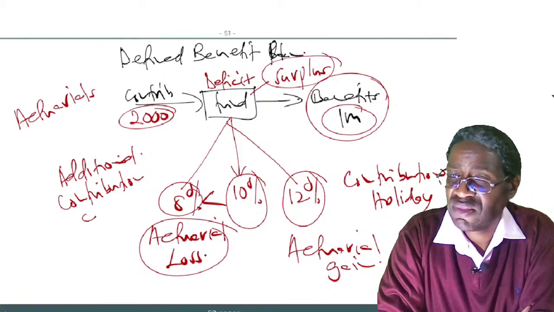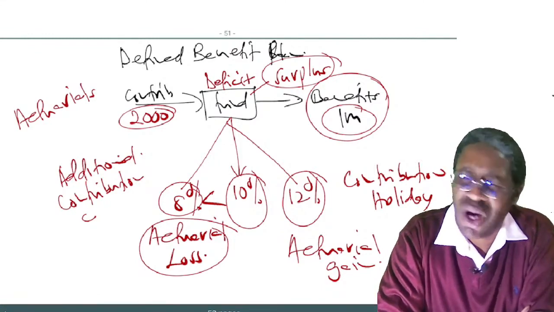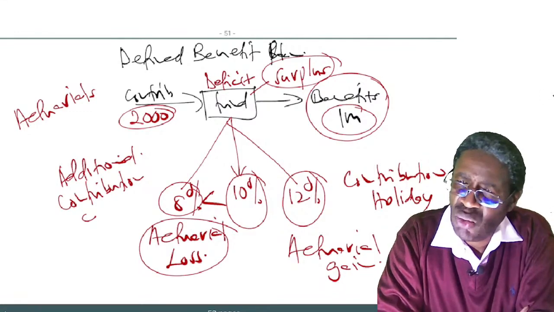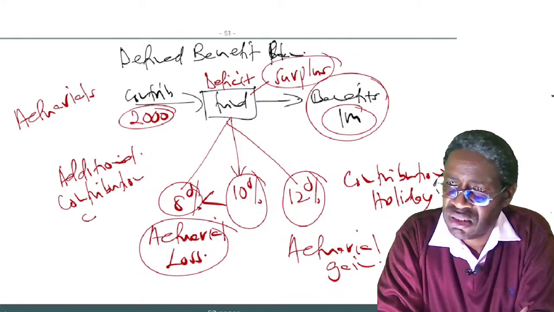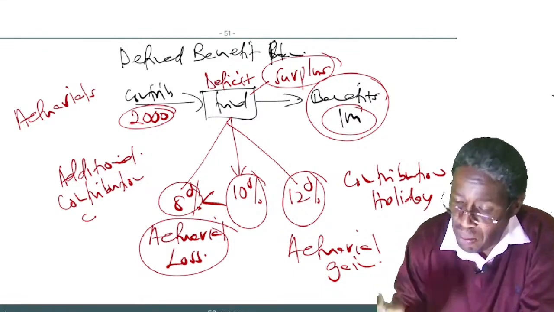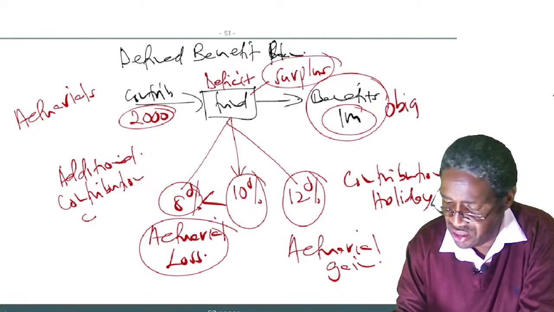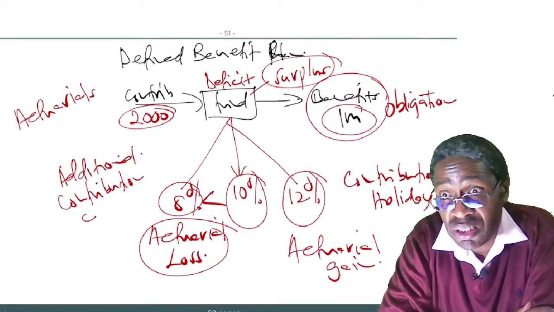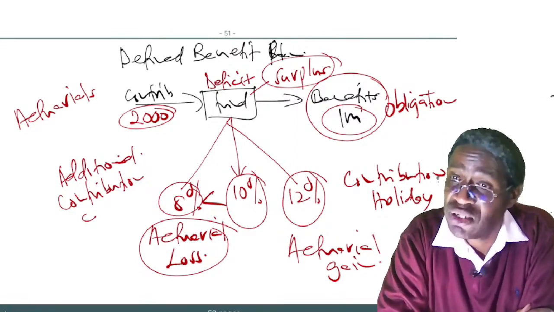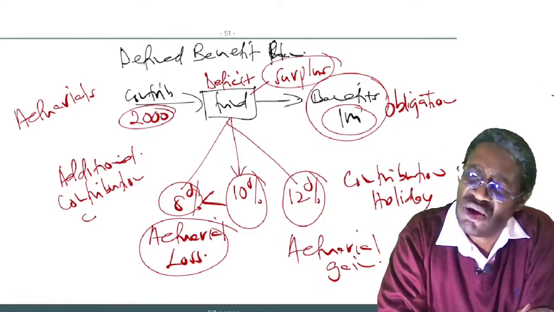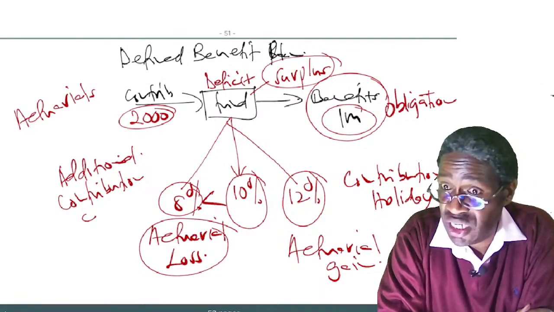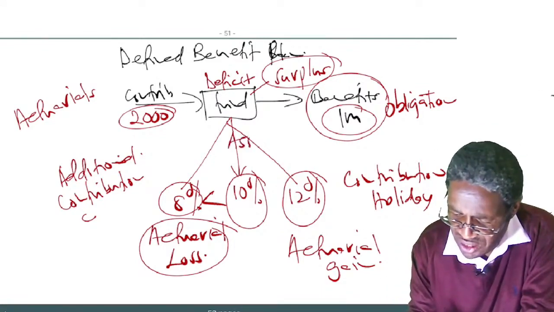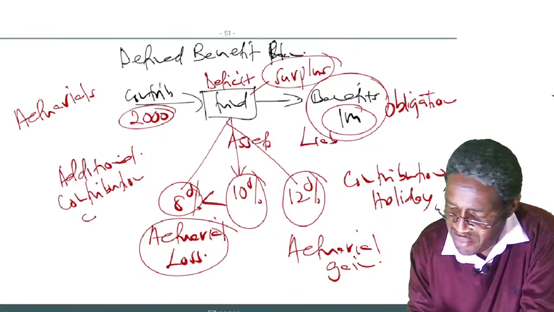Listen to this. If you as a company want to know, this fund of ours, will it be able to meet our obligation of paying the benefits? This is the obligation to pay 1 million. Will our fund be able to pay that 1 million? To know whether your fund is able to pay the 1 million or not, you compare the assets of the fund with the liabilities of the fund.